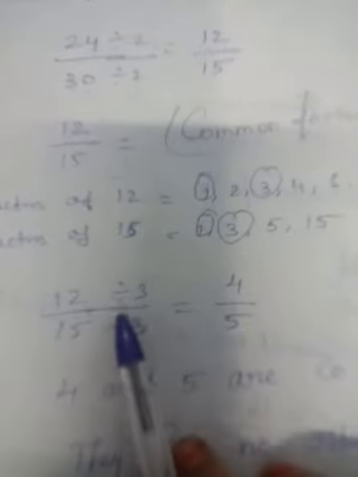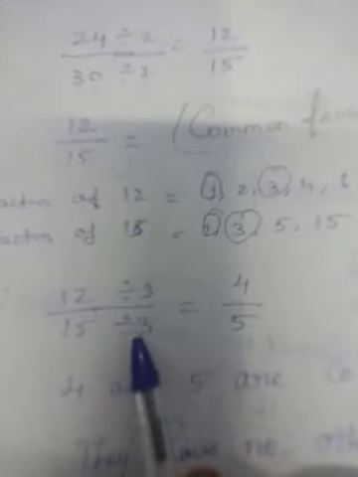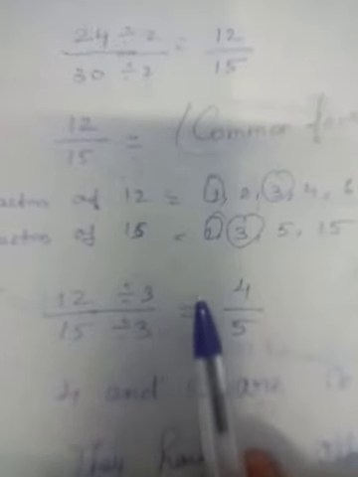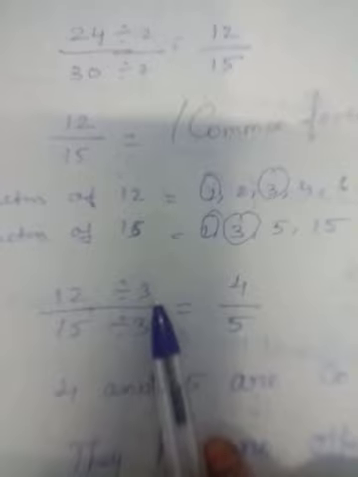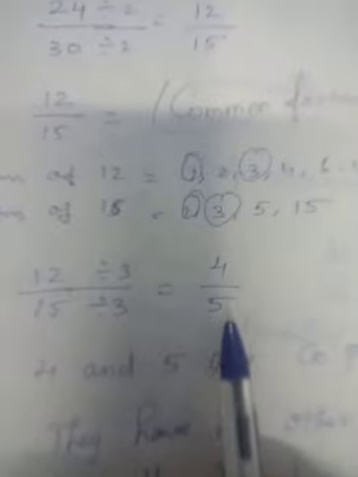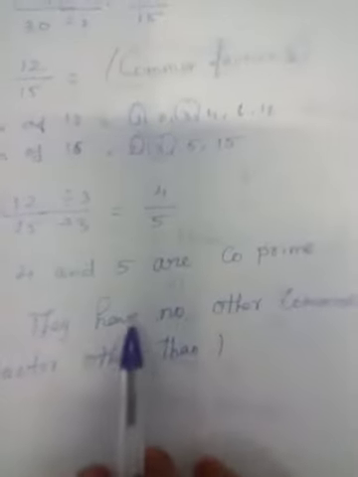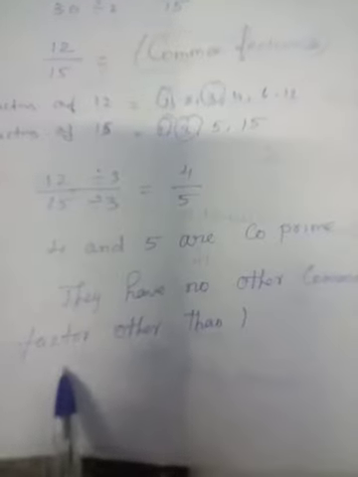So we must again divide 12 and 15, both the numerator and denominator, by the same number 3. We get 12 divided by 3 is 4, 15 divided by 3 is 5, so the number is 4 by 5. We cannot reduce this number further as 4 and 5 are co-prime. It means they have no other common factor other than 1.